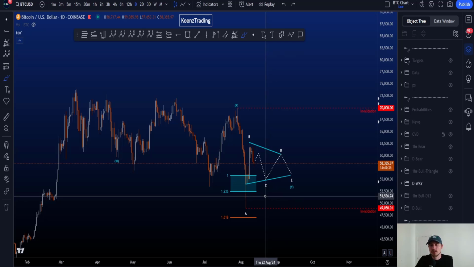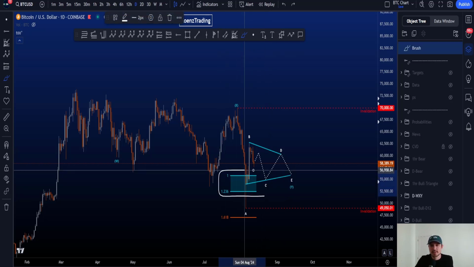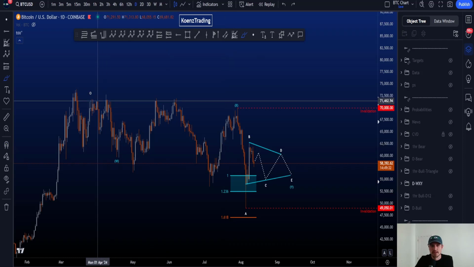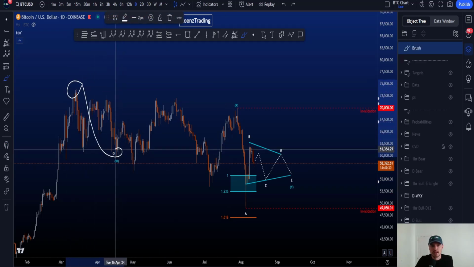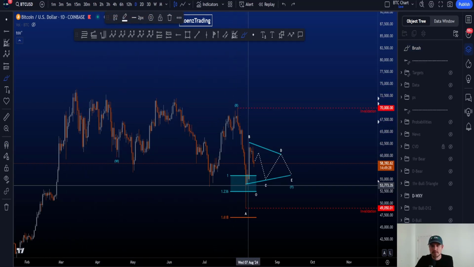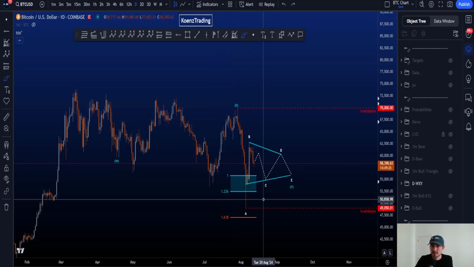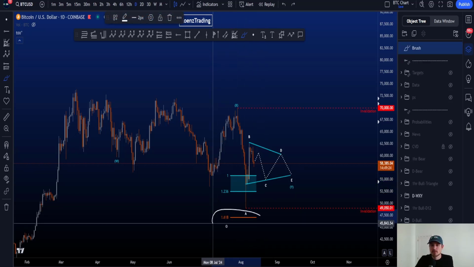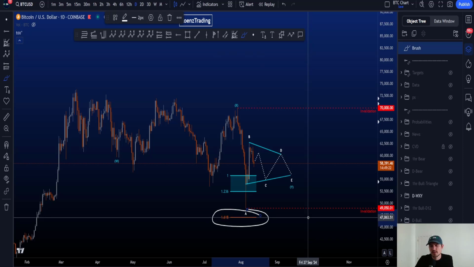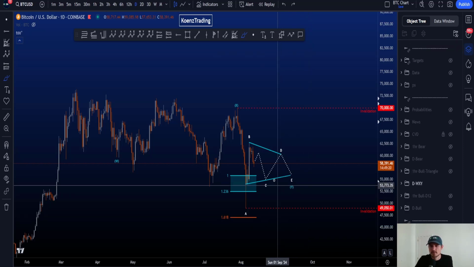The most common target area for your wave Y is the blue box here on the chart, taken from the start to the end of W to the end of wave X, and as you can see, it's hit and nicely respected. However, the 1.618 is a rare, very uncommon target for a wave Y.